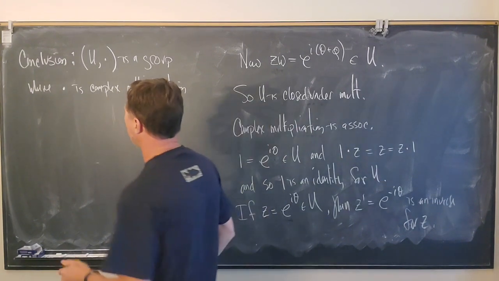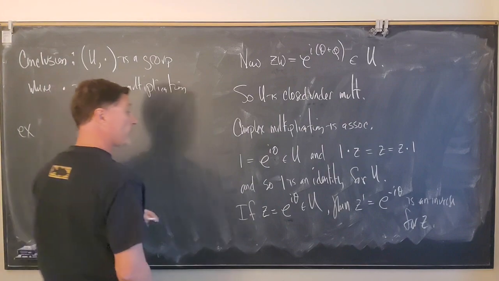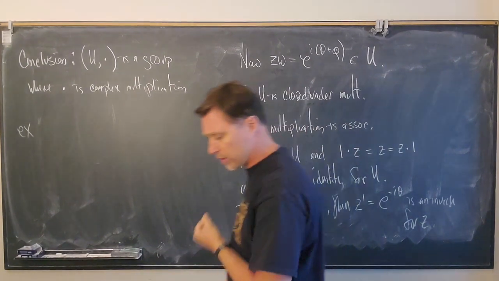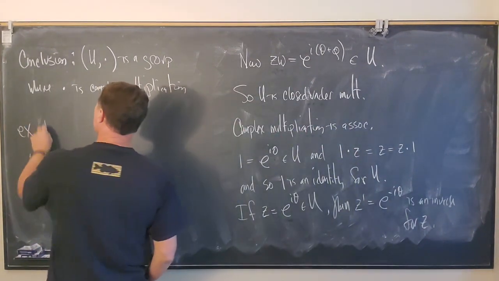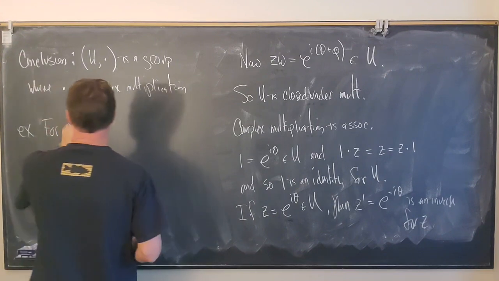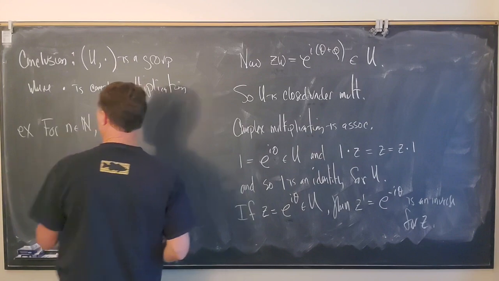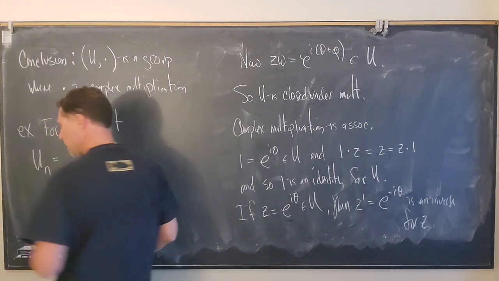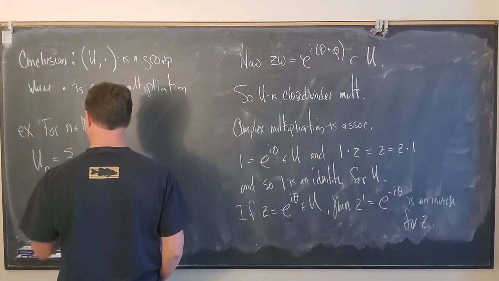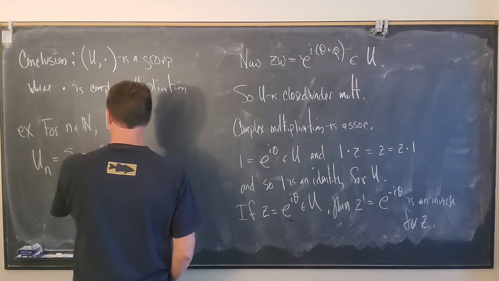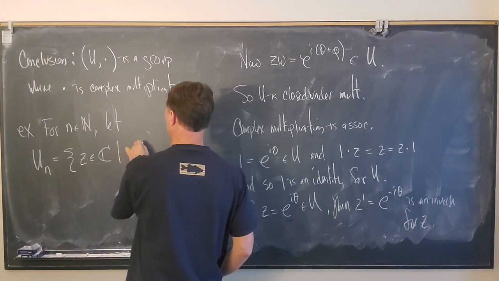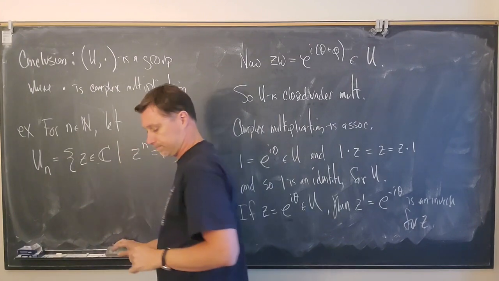Now let's try another example involving the complex numbers. But here we've developed a new group, one that we didn't know about before. And here comes another one involving complex numbers. So for a natural number, say n in the natural numbers, let capital U sub n equal the set of all z in C such that z to the n is equal to what?